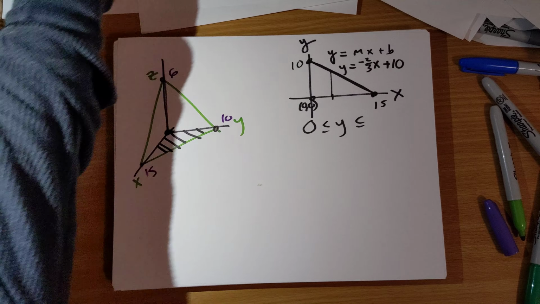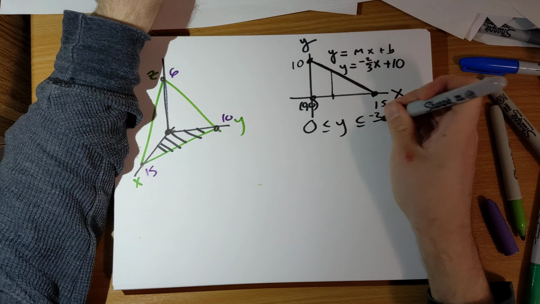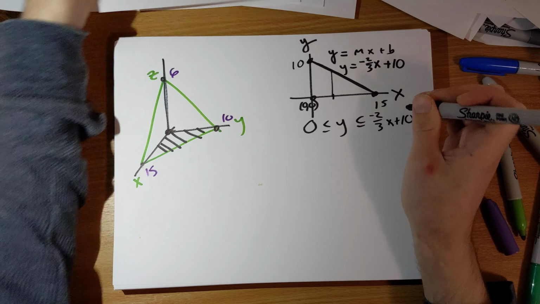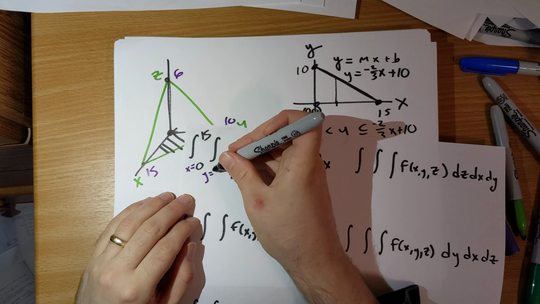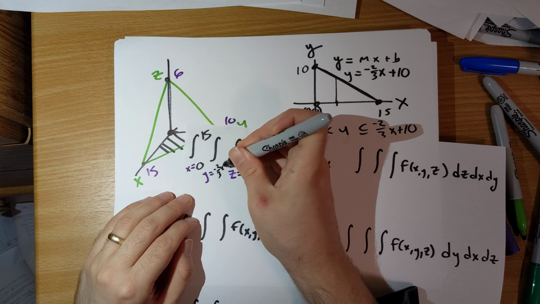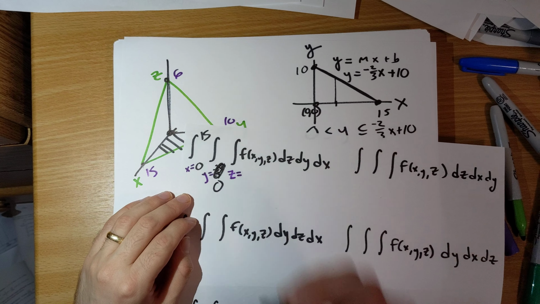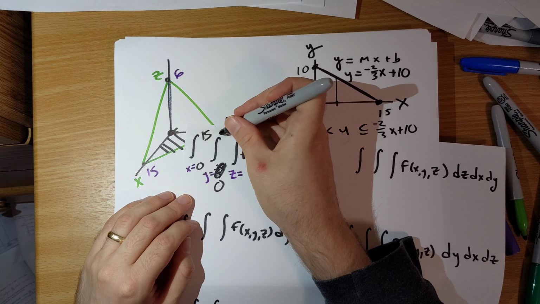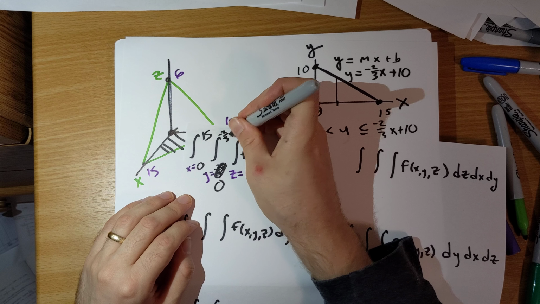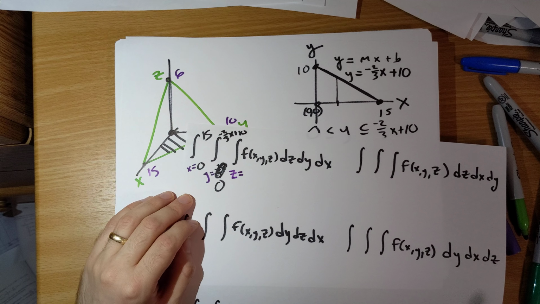So this fills in our bounds on y. The lower bound was y is equal to 0. The upper bound is negative 2/3 x plus 10.